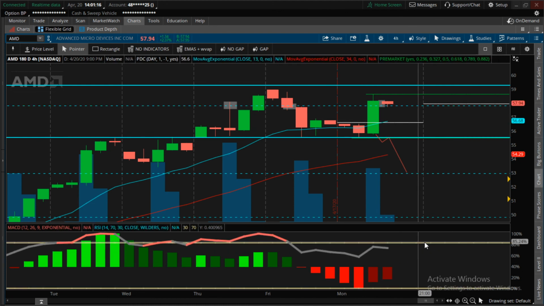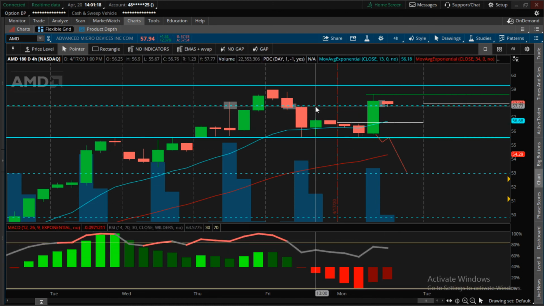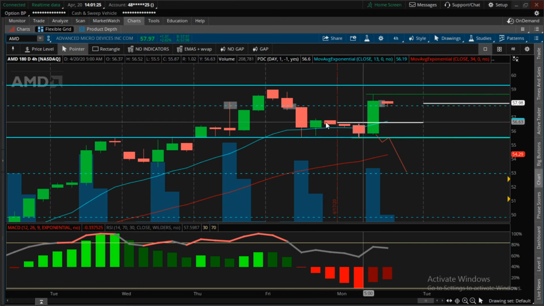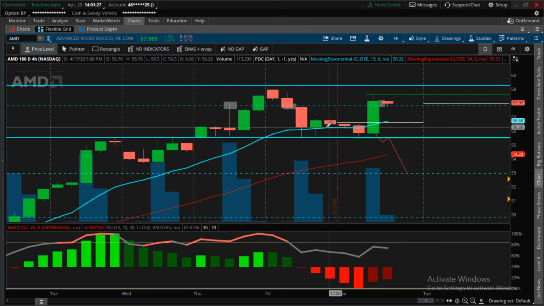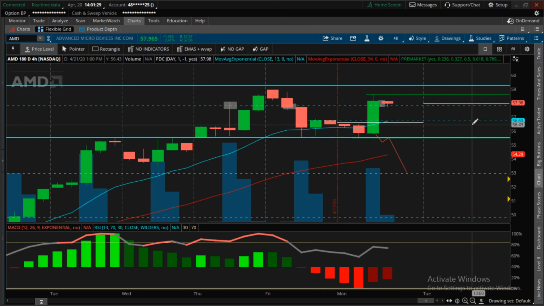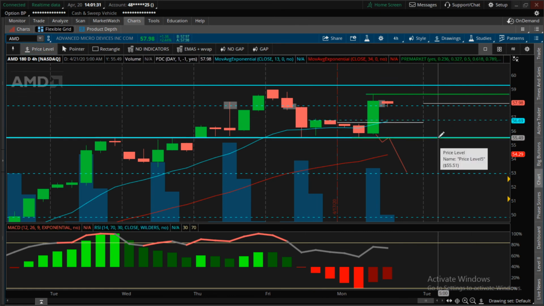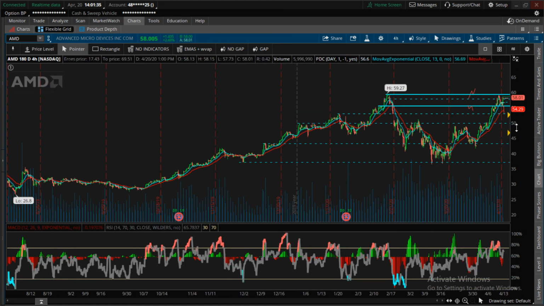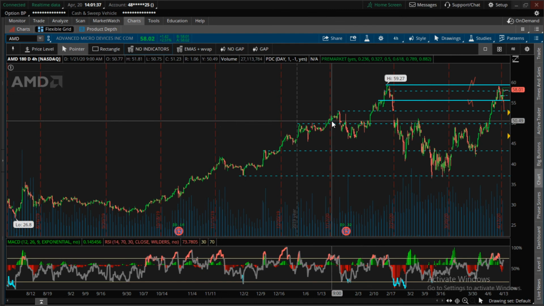MACD and RSI not really telling me too much, but the price action is telling me that if it breaks 57.80ish, it's going to try to come back down to the support at 56 right here, the support area. Let me put that support area right there real quick. That support area, and if it breaks this support area, it's going to try to come back down to the next support area. All right, now we see exactly what's going on. Now we need to go see what is going on with SPY.